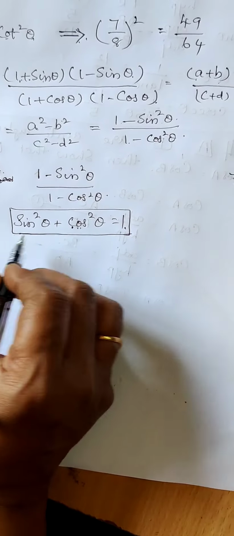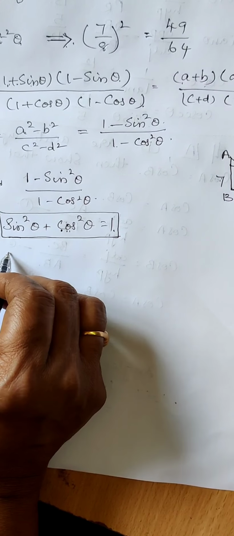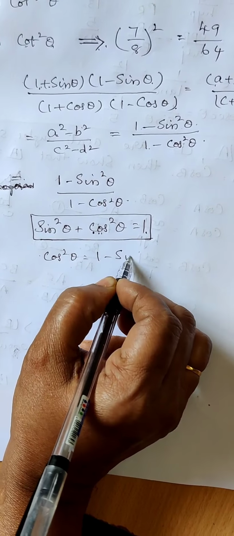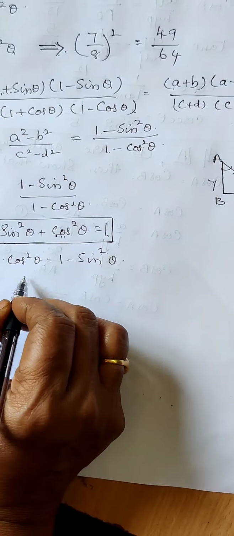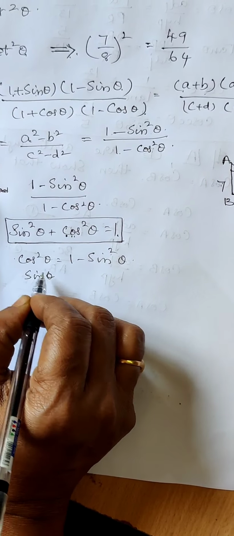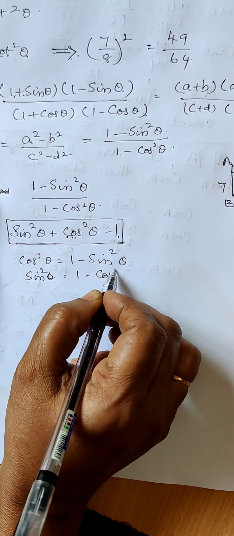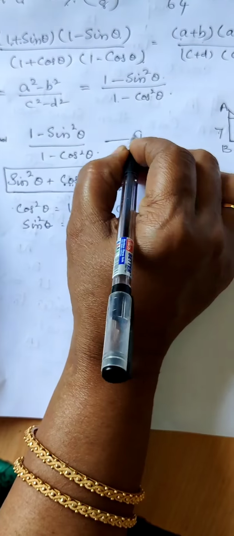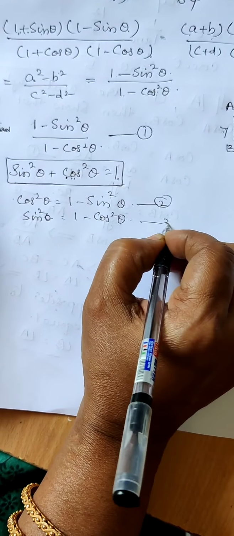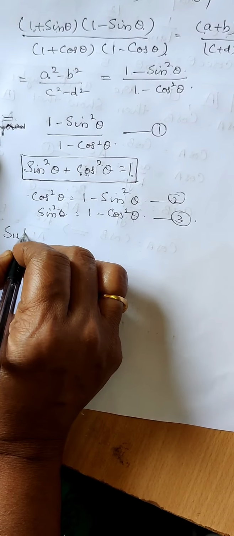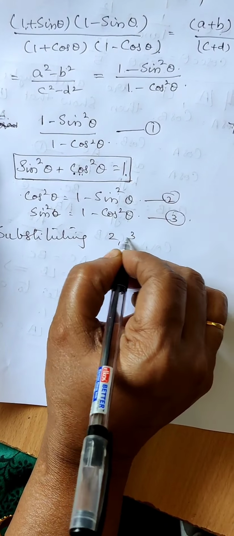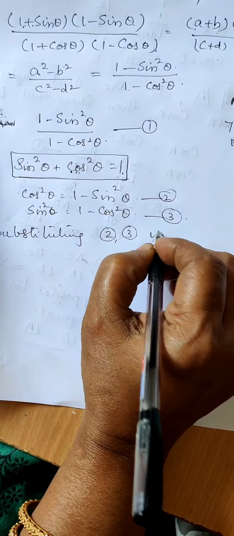What is 1 minus sin square theta? Cos square theta is equal to 1 minus sin square theta, and similarly sin square theta is equal to 1 minus cos square theta. So substitute this, let this be 1, 2, 3. Substituting equations 2 and 3 in 1.